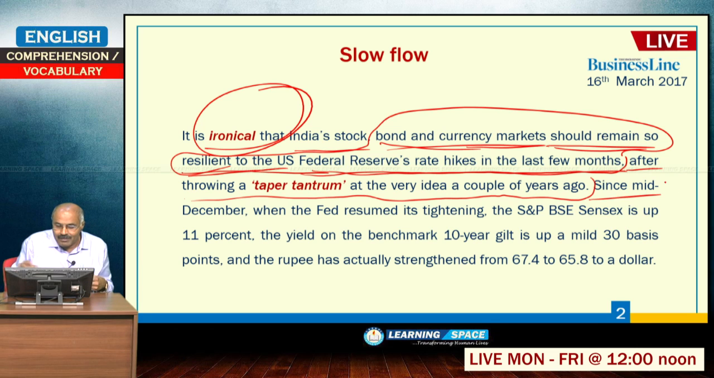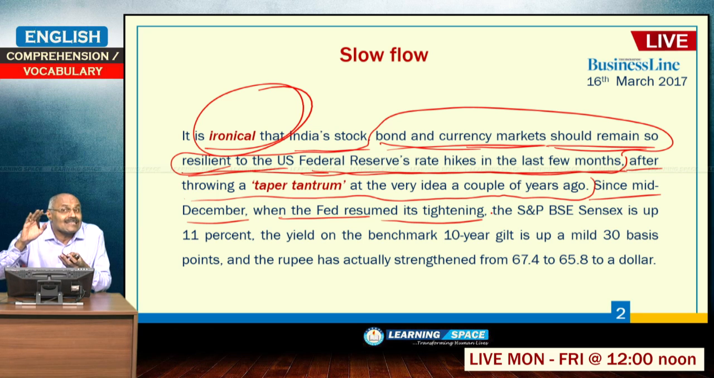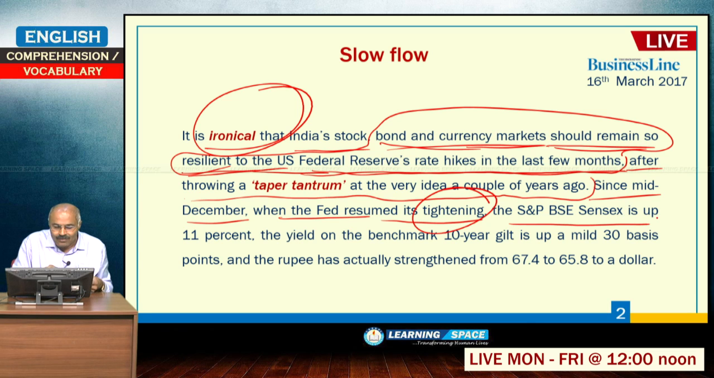You see, since mid December, that means in December, Federal Reserve increased interest rates slightly, and 1 or 2 days ago, it increased a little bit more. So, since mid December, when the Federal Reserve resumed its tightening, what is the meaning of this? Resumed its tightening means, in monetary policies, when the interest rates are increased, you call it tightening monetary policy. When the interest rates are reduced, it is a loosening monetary policy or easy money policy. Here Federal Reserve is increasing the interest rates, that is why this word is used. So, when the Federal Reserve resumed its tightening, the S&P BSE index is up 11%.